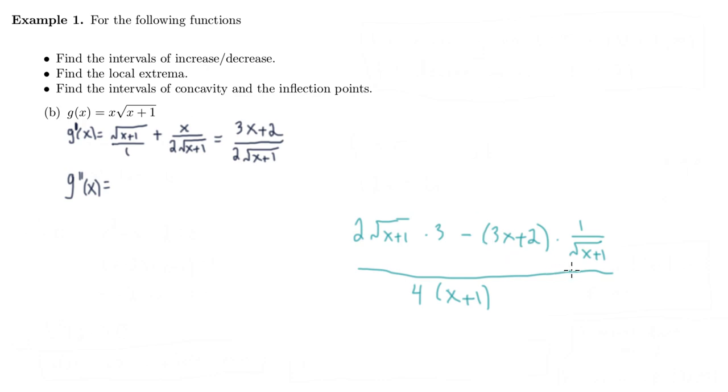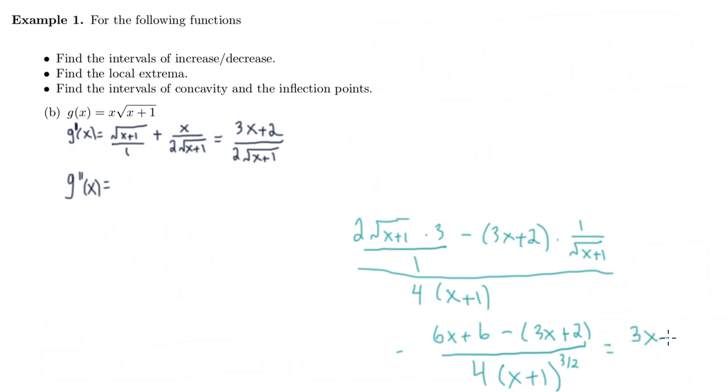Okay, and so I'm going to get a common denominator again. This is like over 1, so I'll multiply by square root of x plus 1. So it looks like we have 6 times x plus 1, so 6x plus 6 minus 3x plus 2, all over 4, and then the square root of x plus 1 can combine and give us x plus 1 to the 3 halves. I really only am interested in the numerator, so this is going to be 3x plus 4 over 4 times x plus 1 to the 3 halves.